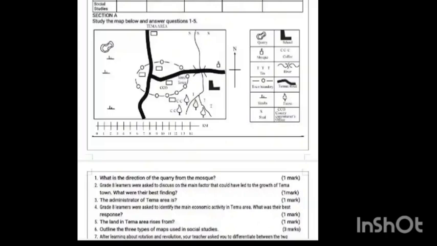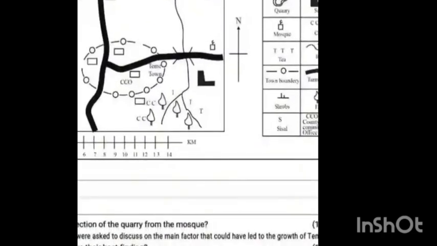So the first question is, what is the direction of the quarry from the mosque? So for us to get the direction, you must use your compass direction. According to our compass rose, it has the north. So definitely the lower point will be the south. Then on your right hand will be the east, and on your left hand side is the western side.